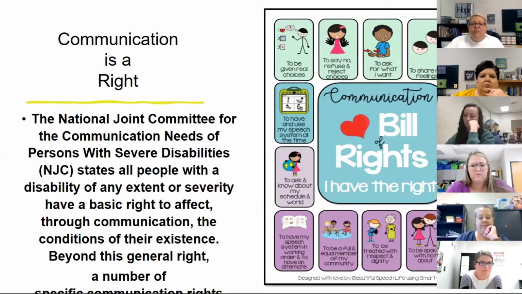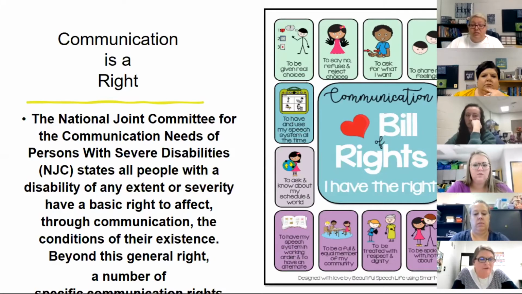I have the right to ask for and get attention and interaction. You know, we have some students that, it's just easier for them to sit to the side and we don't always interact with them. I have a right to ask and know about my schedule and world. That kind of hits home sometimes.